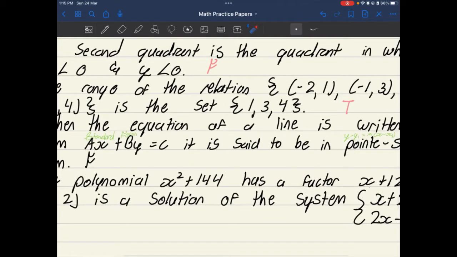Okay, so the polynomial x squared plus 144 has a factor x plus 12. Okay, so we only have difference of two squares. We don't have addition of two squares. So you remember a squared minus b squared. Okay, I wrote this wrong. You see I have in brackets (a minus b) squared. That's supposed to be a squared minus b squared. I corrected it on the document, but yeah, it's supposed to be a squared minus b squared, which is equal to (a plus b)(a minus b). It's only difference of two squares. It's not addition of two squares.